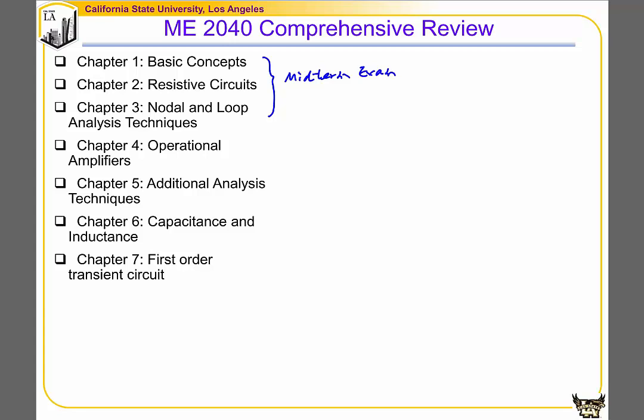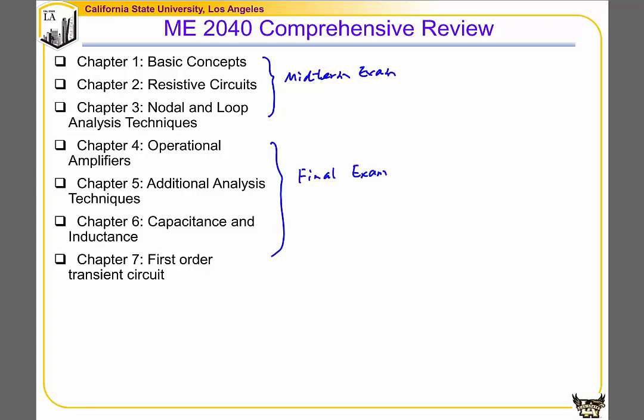So this final review focuses more on the following 4 chapters. Chapter 4, operational amplifiers. Chapter 5, additional analysis techniques. Chapter 6, capacitance and inductance. And chapter 7, first order transient circuits. So these will be covered in the final exam.